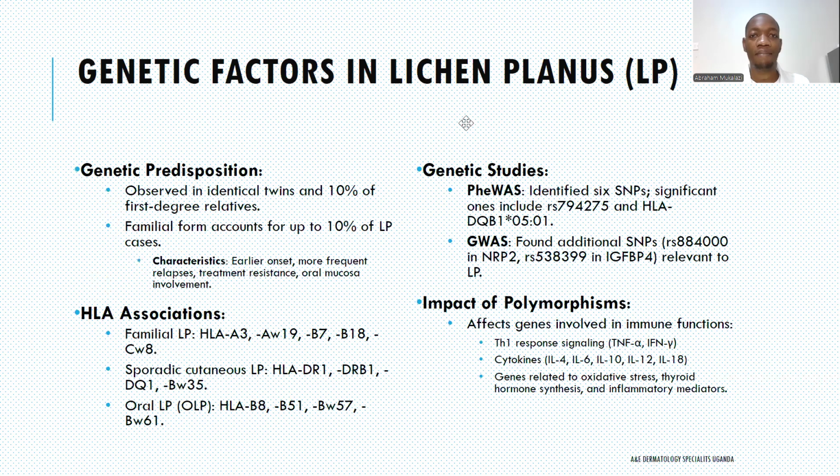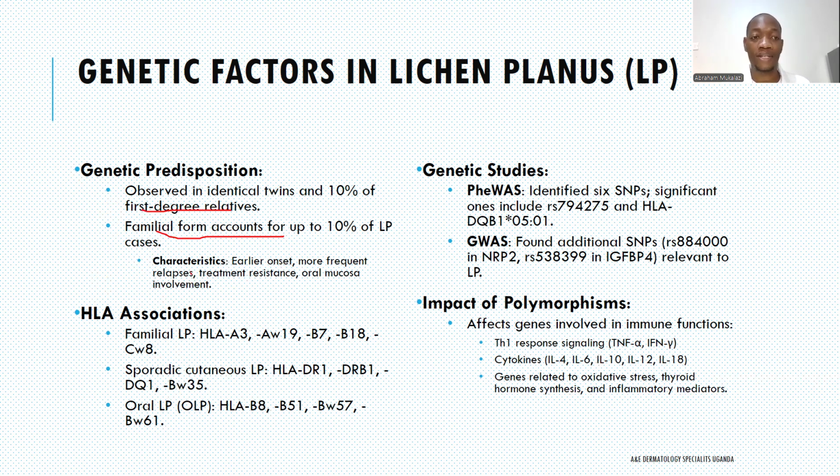So in lichen planus, when you assess the genetic predisposition, it was seen that in identical twins and up to 10% of first degree relatives, they tend to develop the same condition. So there's also a thinking that we have familial forms of lichen planus that contribute to even up to 10% of the cases. Meaning that maybe the father had lichen planus, then the daughter or son ends up developing lichen planus, or the identical twins both have lichen planus, meaning that there may be a genetic basis.